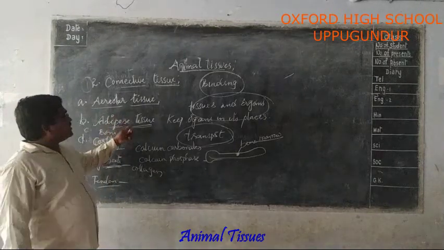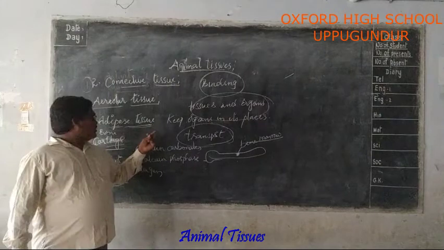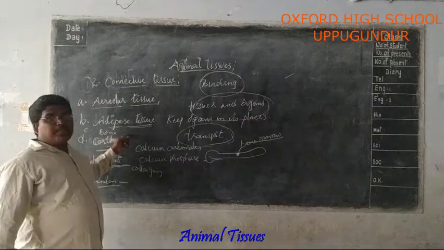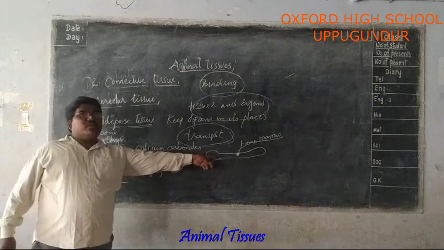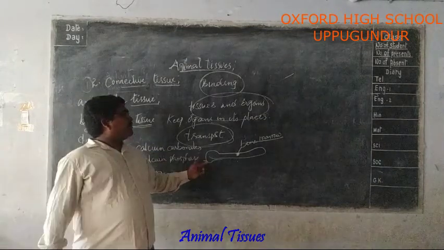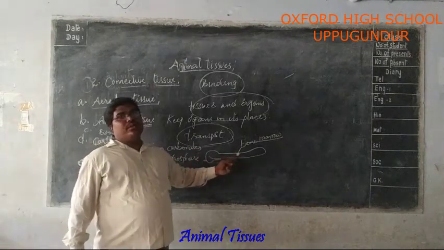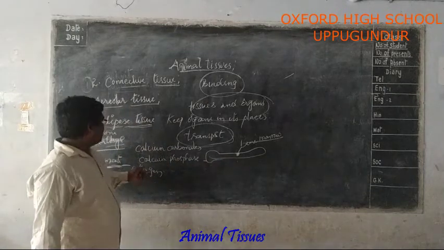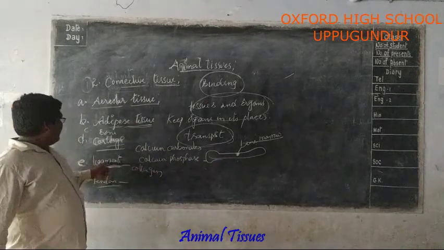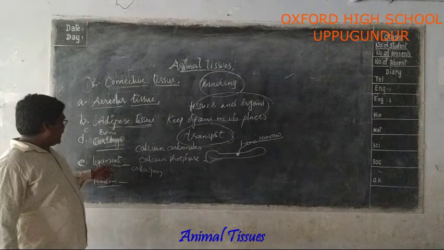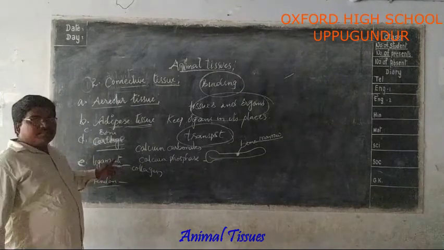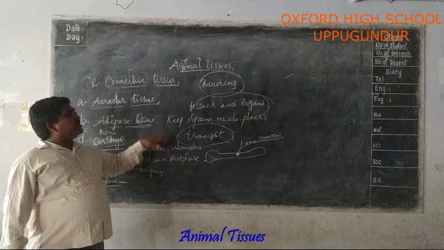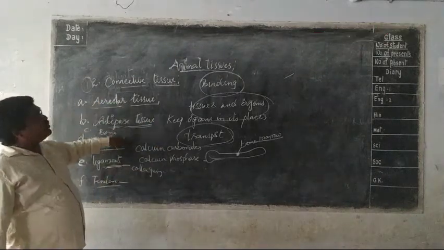Adipose tissue is a fat storage tissue. Bone is a type of connective tissue made up of calcium carbonate and calcium phosphate, and the salts are manufactured from the bone marrow. Cartilage is smooth bone. Ligament holds the bones at the joints. Tendon connects bone to muscle. So these are the types of connective tissue.